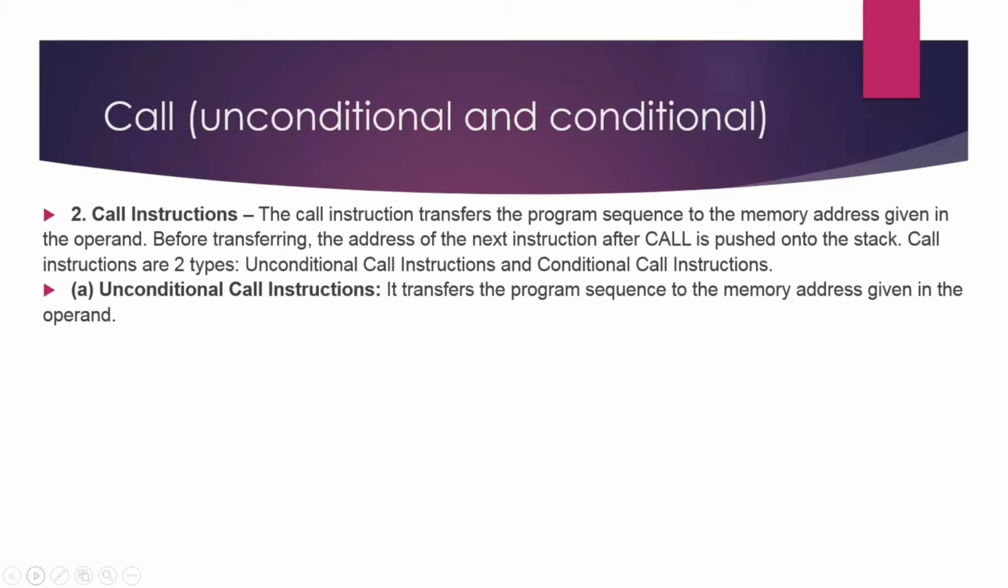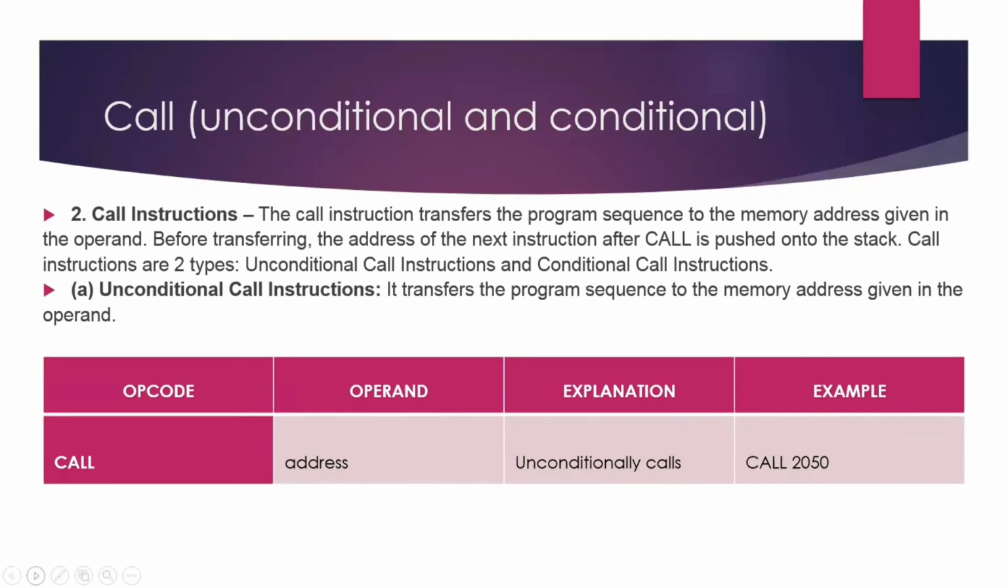An operand is the value on which an operation takes place. In operands, the unconditional call instruction transfers the program sequence to a memory location with the help of the stack. Opcode: CALL, operand: address, unconditionally calls. For example, if the branch instruction is at location 2000 and the branch target address is 2050, the value of X must be 46.